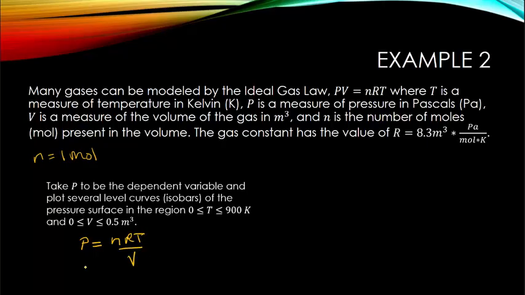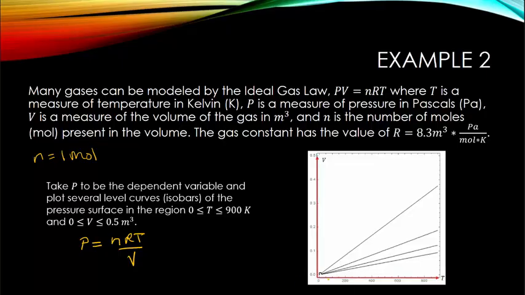I can see that pressure is directly proportional to T and inversely proportional to V. When I graph my level curves with T on my horizontal axis and V on my vertical axis, my isobars show that as temperature increases, my volume also increases, and it increases in a linear fashion.